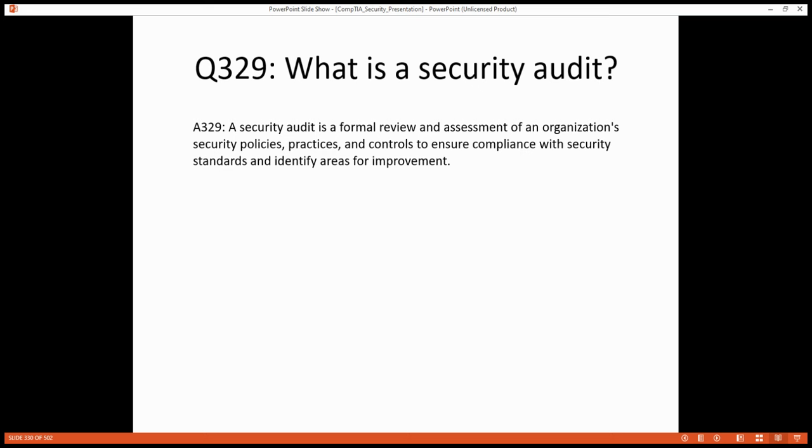Q329. What is a security audit? A329. A security audit is a formal review and assessment of an organization's security policies, practices, and controls to ensure compliance with security standards and identify areas for improvement.